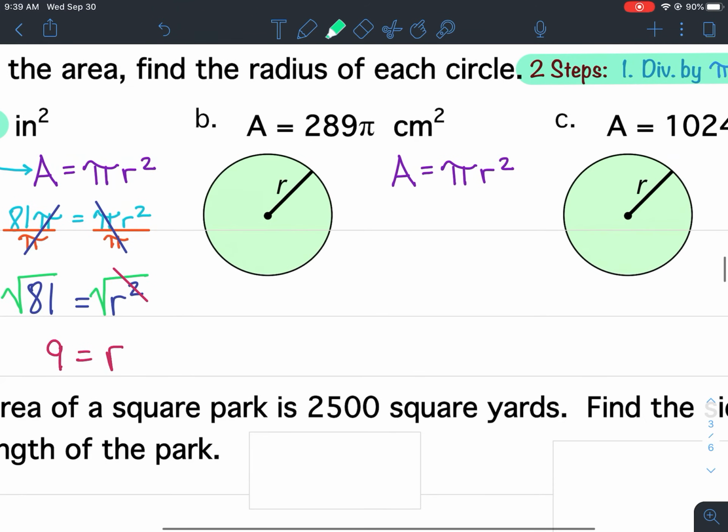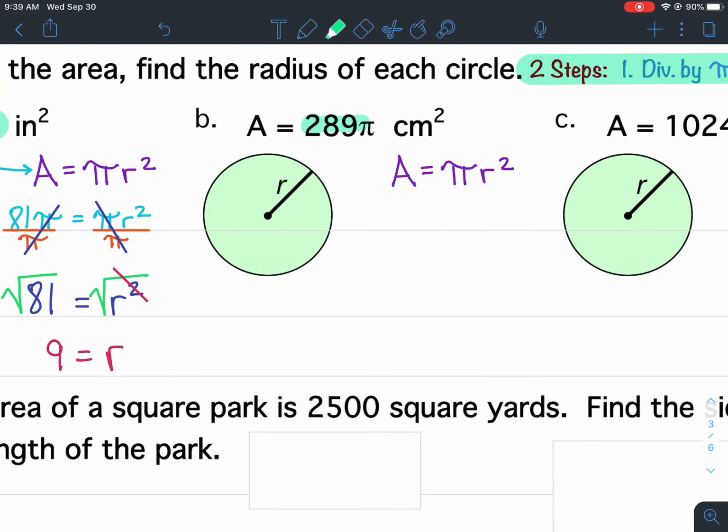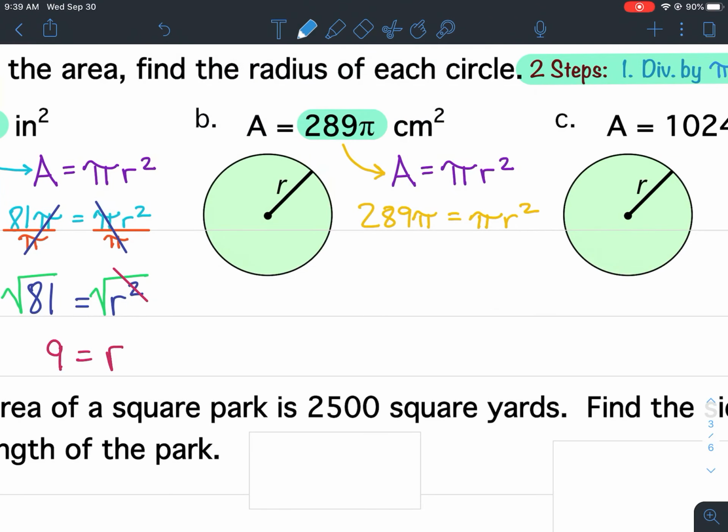All right, let's look at B. So for B, it says that the area is 289 pi centimeters squared. I'm going to take that 289 pi and substitute that in for the area. So 289 pi equals pi r squared. Again, we're using the inverse order of operations. So instead of squaring first, we got that multiplication that we need to take care of. So the inverse to multiplication is division. So I'm going to divide both sides by pi.